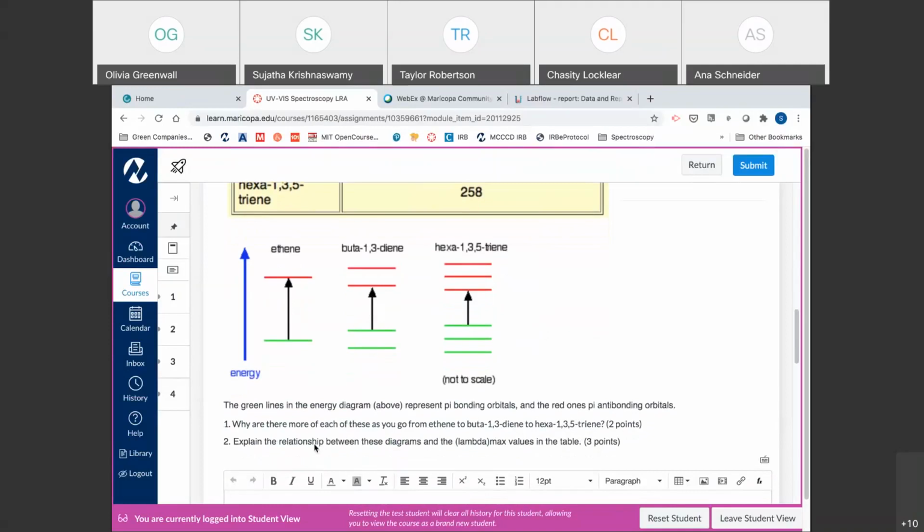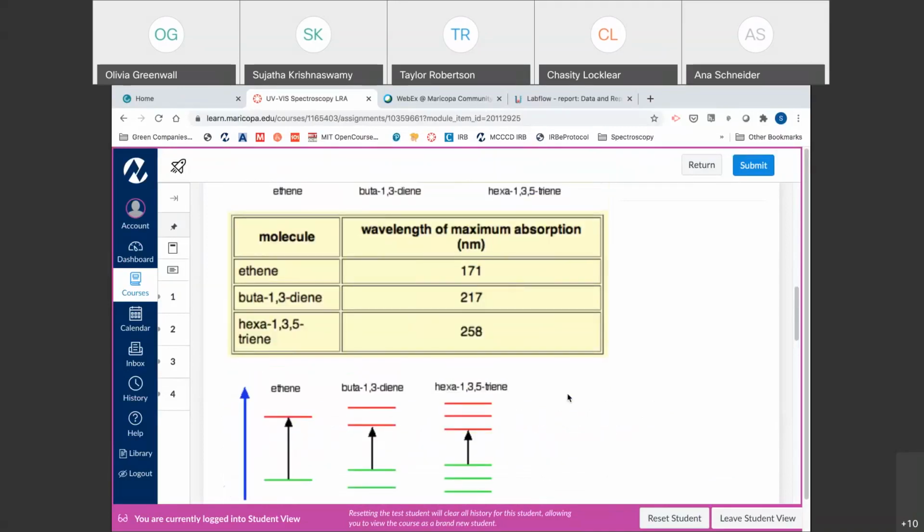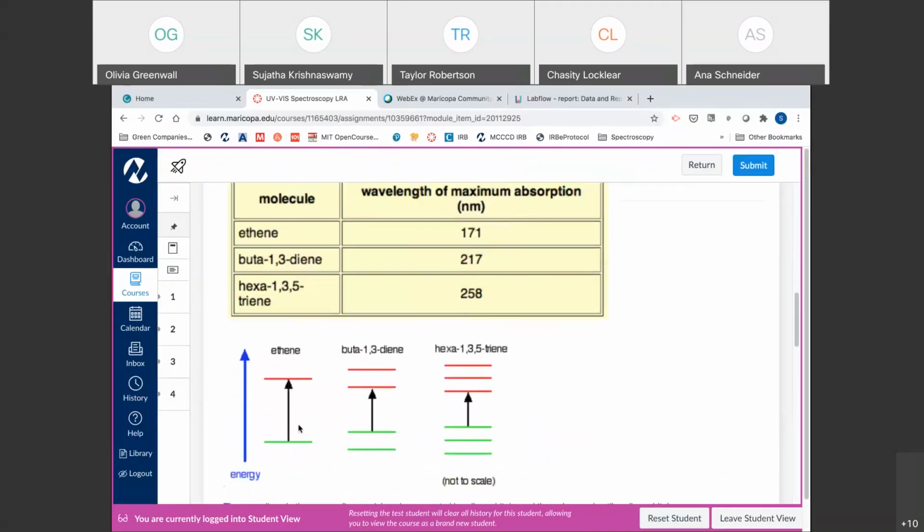The next question is the relationship between these diagrams and the lambda max values. So I want you to look at these black arrows. My pointer is pointing to the HOMO. This green line here is the highest occupied molecular orbital, HOMO. This is the LUMO, the lowest unoccupied molecular orbital. The electron jumps from HOMO to LUMO right there. In the diene, I'm pointing to the HOMO, and that's the LUMO. The arrow is much smaller. This is HOMO, this is LUMO, and the arrow is much smaller.